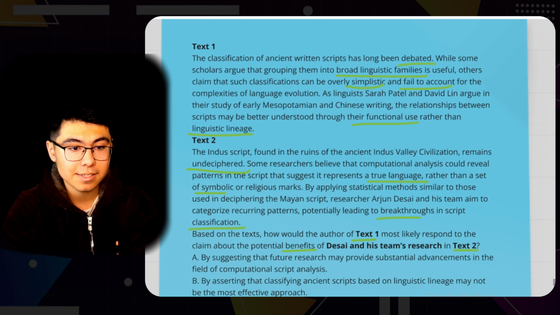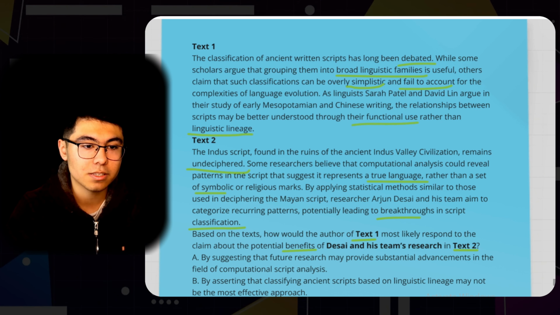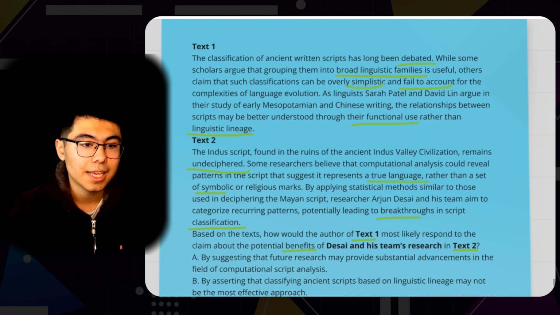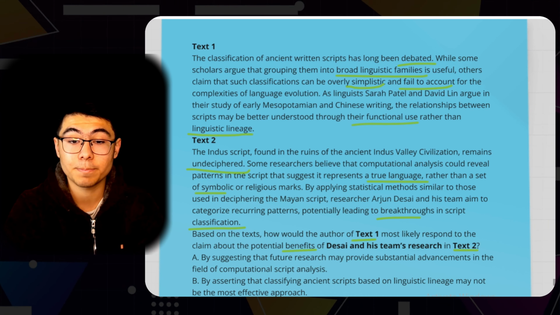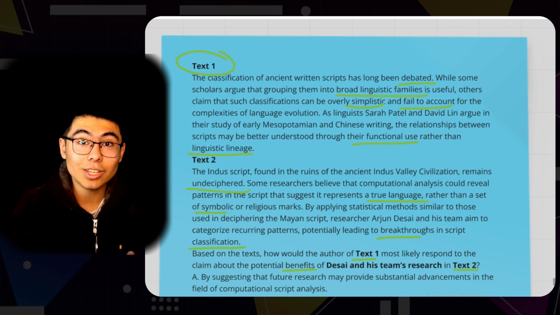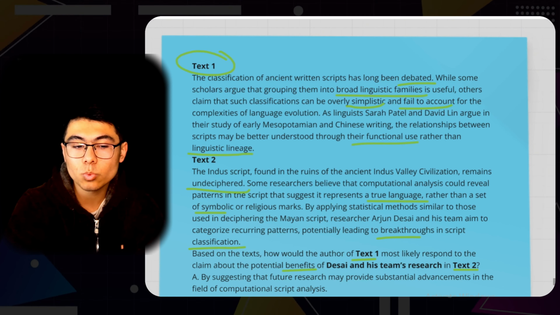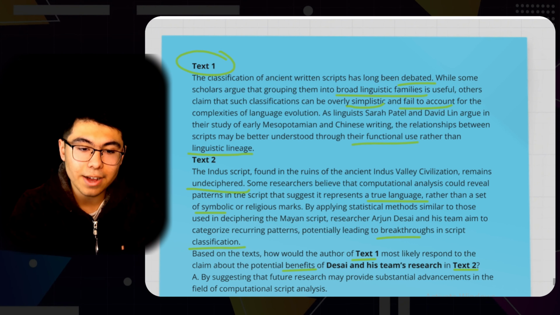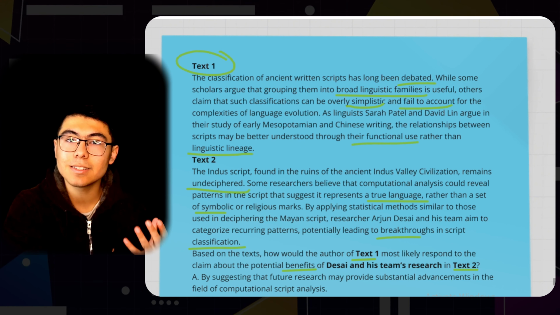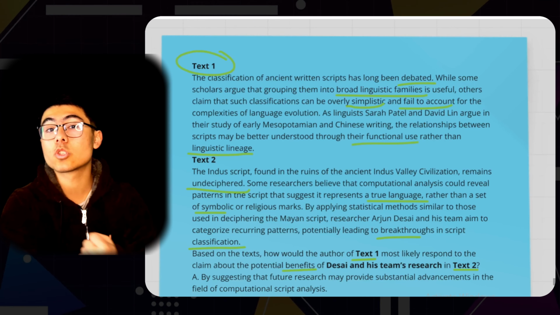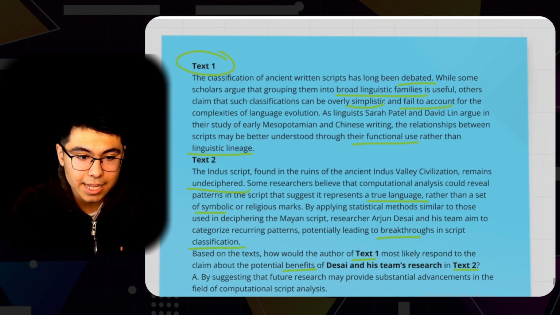Whereas text 1 says that classification based on linguistic family is misleading and functional use is a better way. That's what text 1 wants. Now let's try to predict. I believe that the author of text 1 would argue that function is a more effective way to study those scripts. Now let's look at the answer choices.